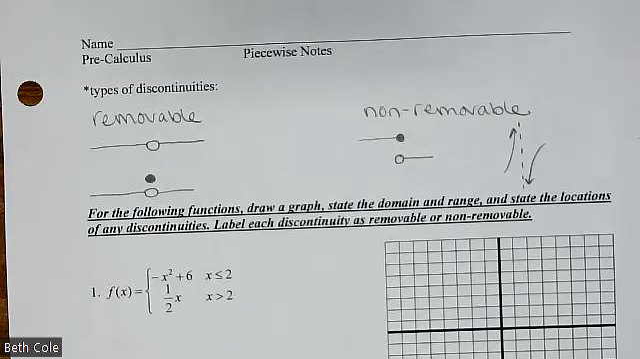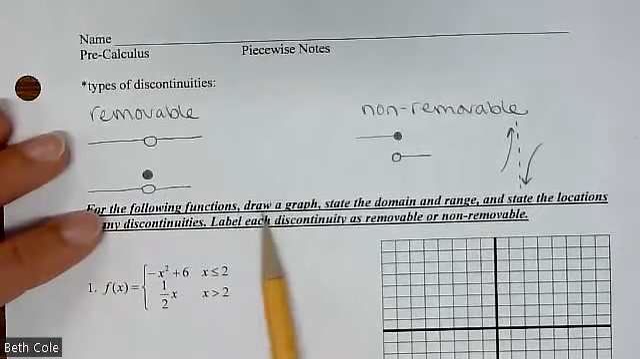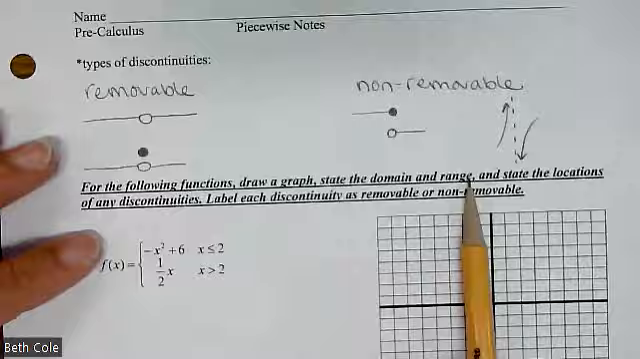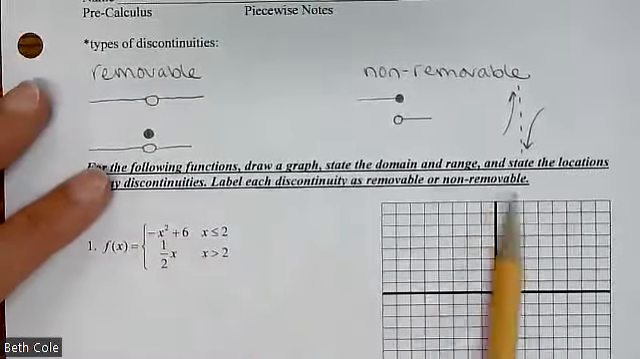So for 1 through 4, we'll do that. That'll be the first half. We'll do 1 through 4, and that's what we'll split it at for our break. For the following functions, we're going to draw the graph, state domain and range, and then label our discontinuities.